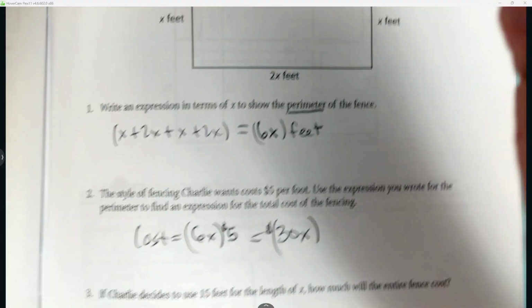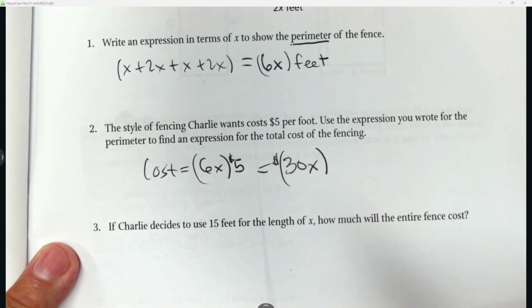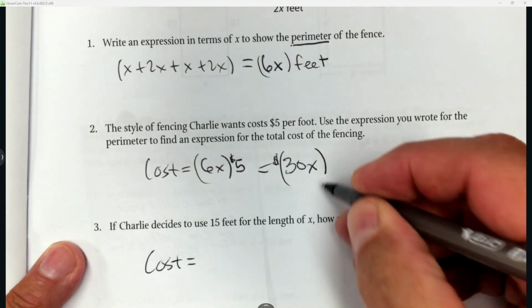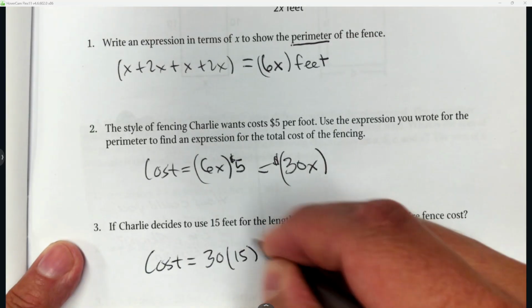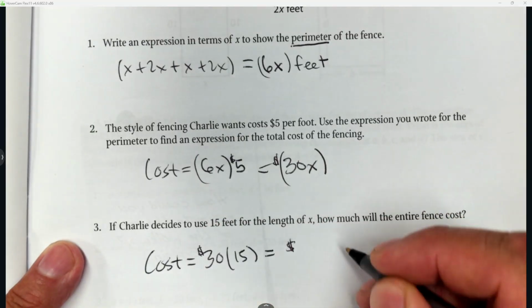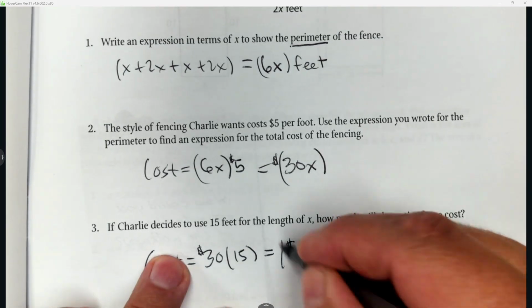And then it says, if Charlie decides to use 15 feet for the length of x, what would the cost be? So we already have an expression, 30x, so we put in 15, and then we multiply it out. So 15 times 3 is 45, and the cost would be $450.